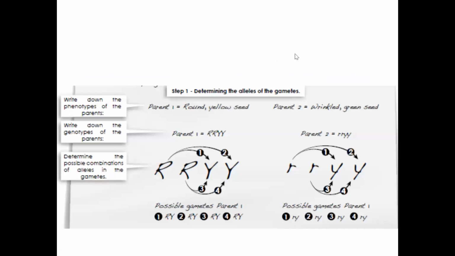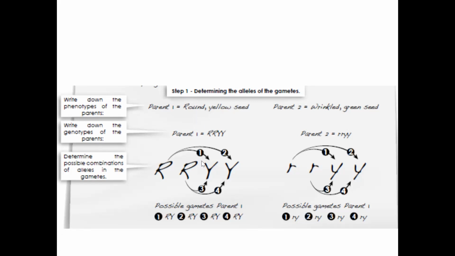Before, we looked at the parents' genotypes and the peas, whether they were round, wrinkled, green, or yellow. So step one is determining the alleles of the gametes that the parents will produce, which will then cross to produce the F1 generation. These are just the gametes produced from the parents. We've got the alleles here: capital R, capital Y. This is for parent one, which is round yellow seeds.